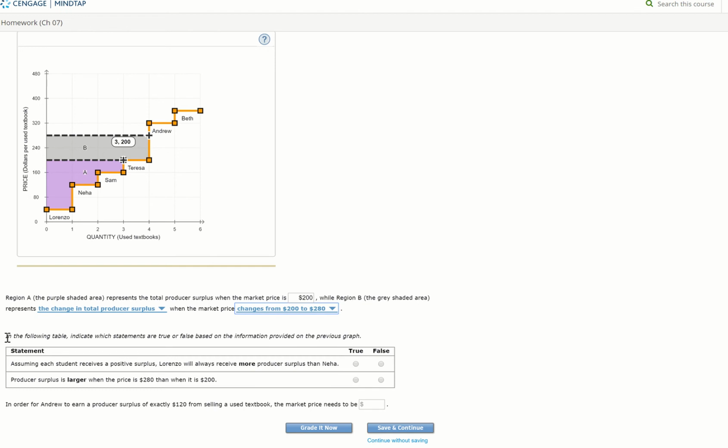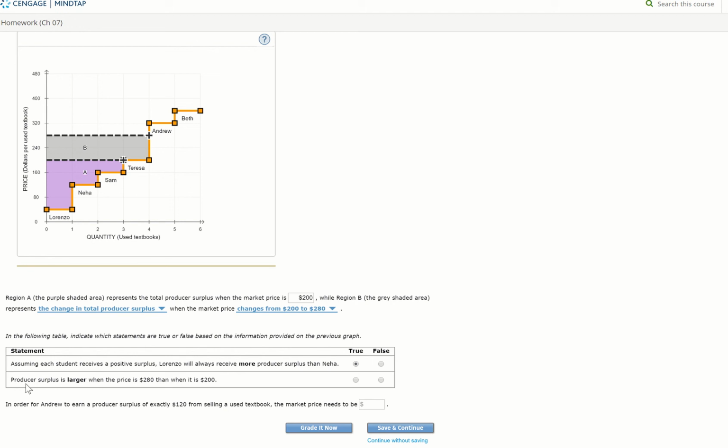All right, so in the following table, indicate which statements are true or false based on the information provided on the previous graph. First, assume each student receives positive producer surplus. Lorenzo will always receive more producer surplus than Neha. Neha is over here and Lorenzo is over here. See how Lorenzo has a lower cost than Neha? There's only one price in the market, so if Lorenzo always has a lower cost than Neha, that means Lorenzo will always have more profit than Neha. So this will be true.